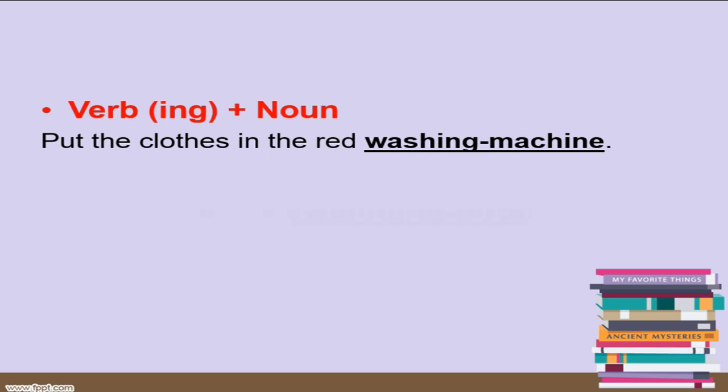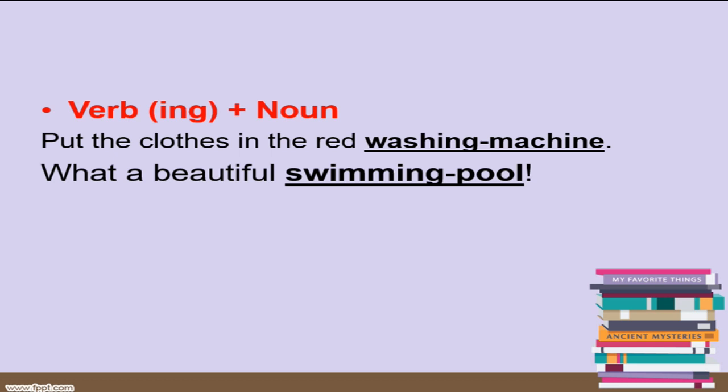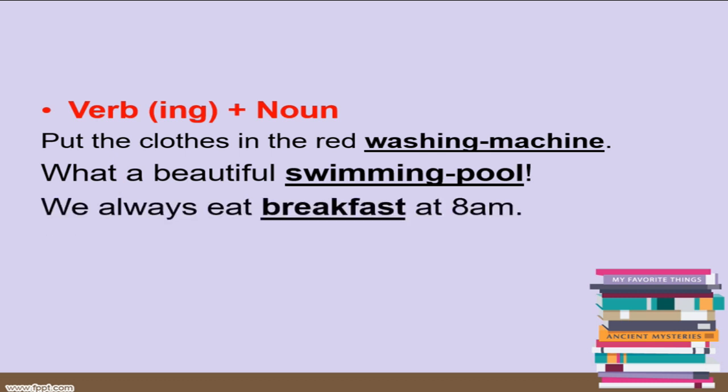Another example here: what a beautiful swimming pool. Swimming here is a verb with ing, as we said that we can call it gerund, and pool here is a noun. So I use the verb plus ing with a noun to make a new word. This is the place where you can practice swimming. We always eat breakfast. So break here is a verb, to break something, and fast is a noun. But we combine them together to get a new noun, which is a meal that you have.